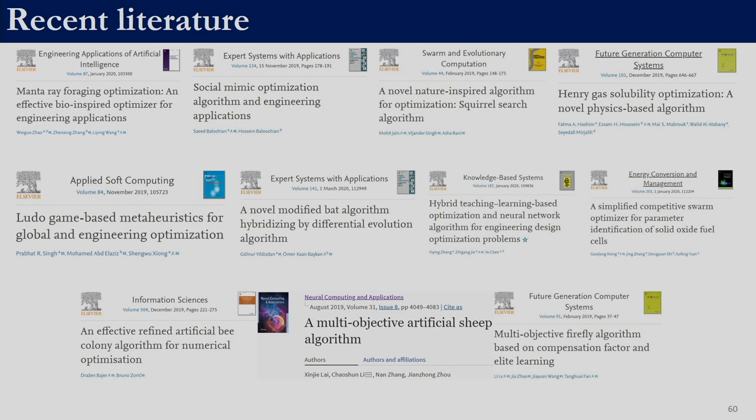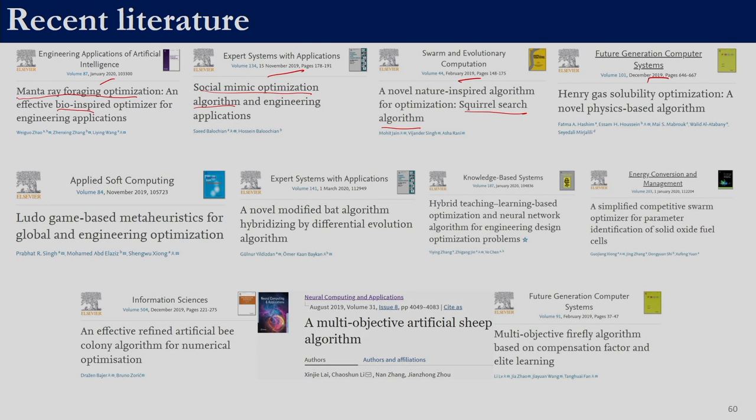So this is some of the recent literature, right? Metaheuristic techniques are a hot area of research, right? All these are papers which are published in 2019-20, so all this is 2020. This is again a new bio-inspired metaheuristic algorithm. The name of the algorithm is Manta Ray Foraging Optimization. This is Social Mimic Optimization Algorithm. This is Squirrel Search Algorithm, right?